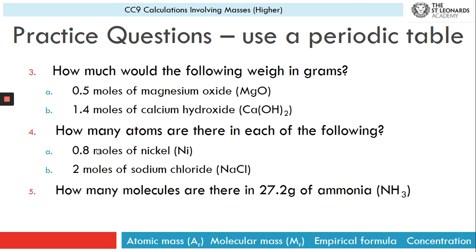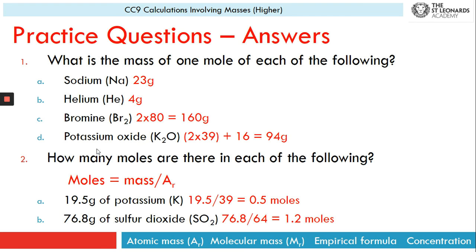Okay, we're going to move on and look at the answers. So make sure you've had a go at all these questions as best as you can. Right, so first question. All we needed to do is use the periodic table. As I said a minute ago, the atomic mass will give us the actual mass if you had 1 mole of each of the following.